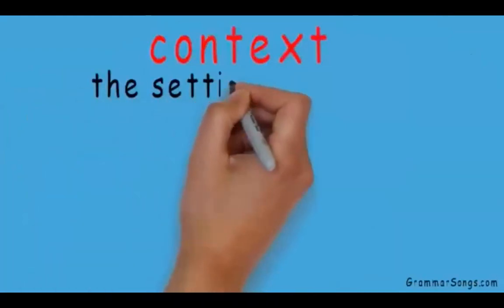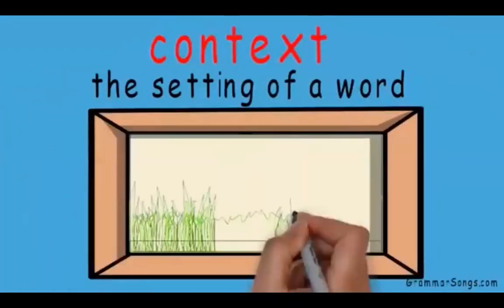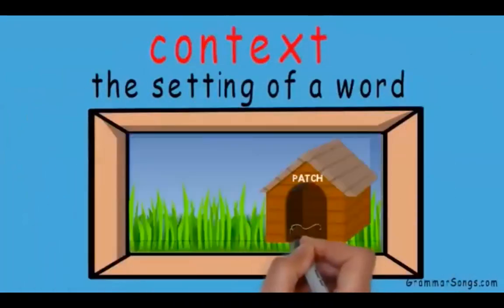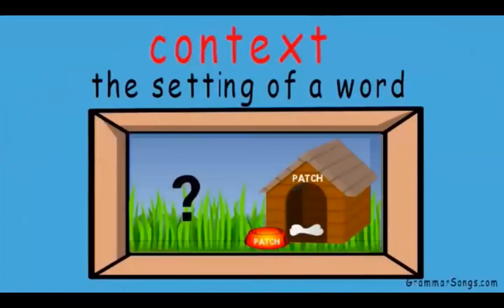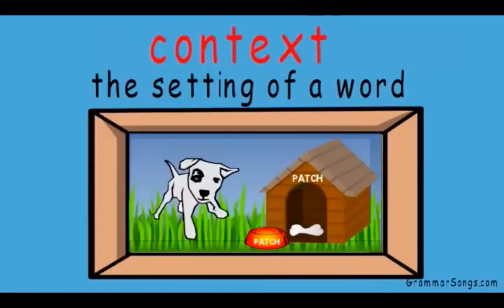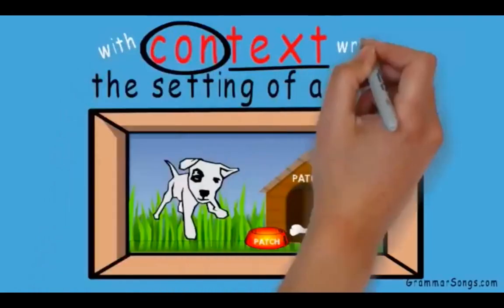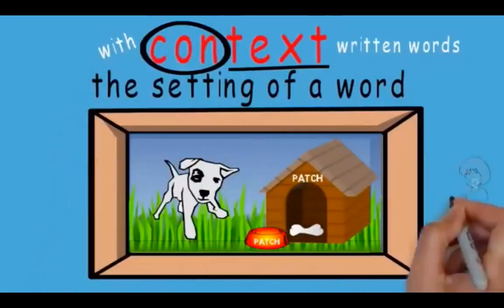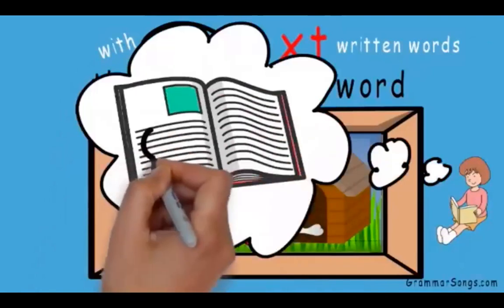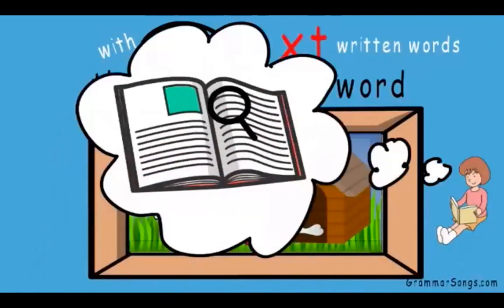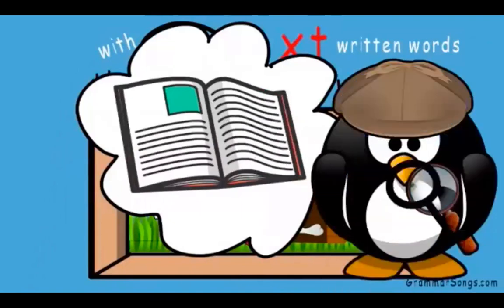Context is like the setting of a word. You can probably guess what is missing from this picture based on the setting or context around the missing object. Sure, a dog. Using context clues is similar. Con is a prefix meaning with. Text means written words. As a reader, you are looking for clues within the written words to help you understand unfamiliar words or phrases. How will I know where to find them?